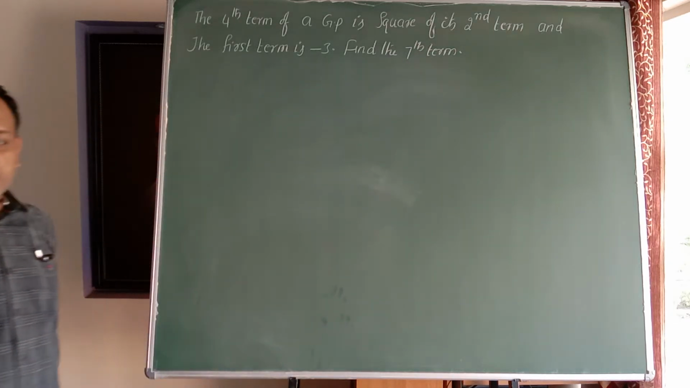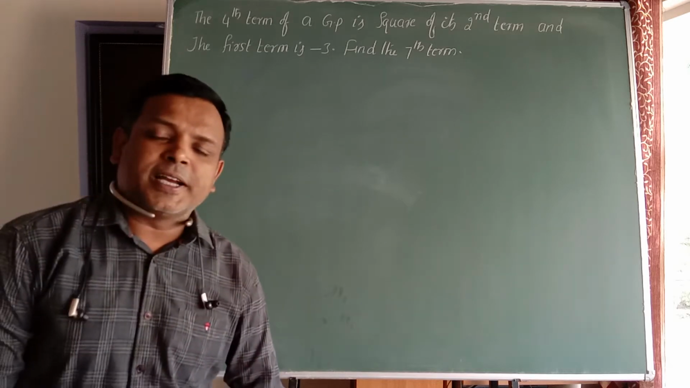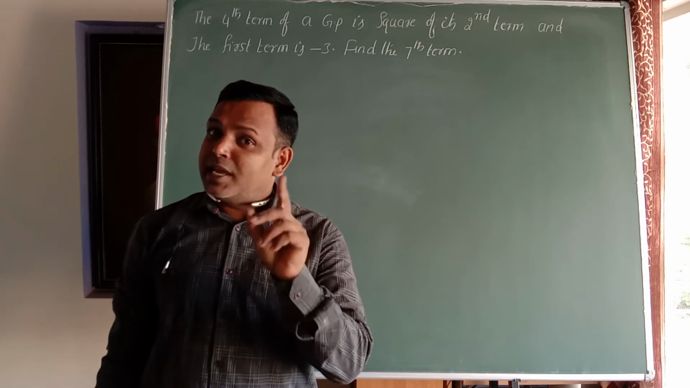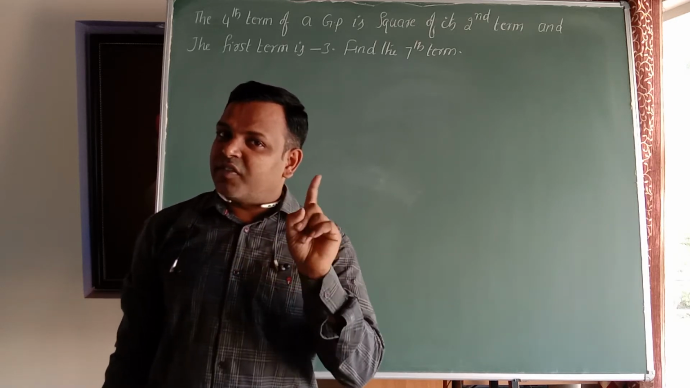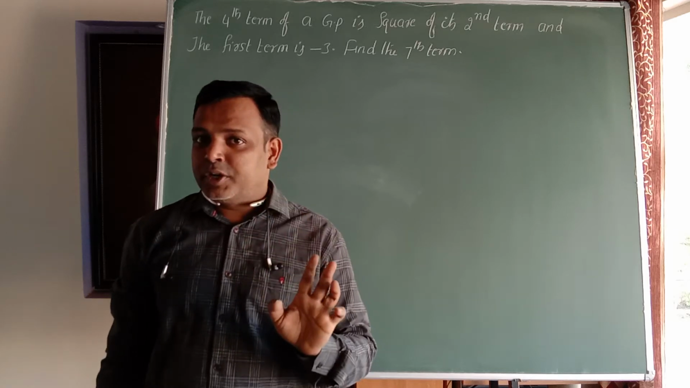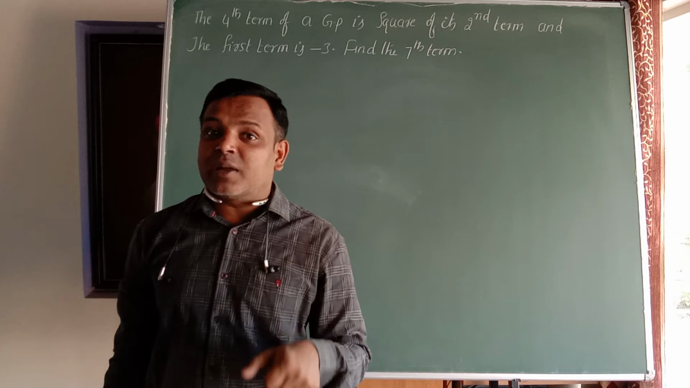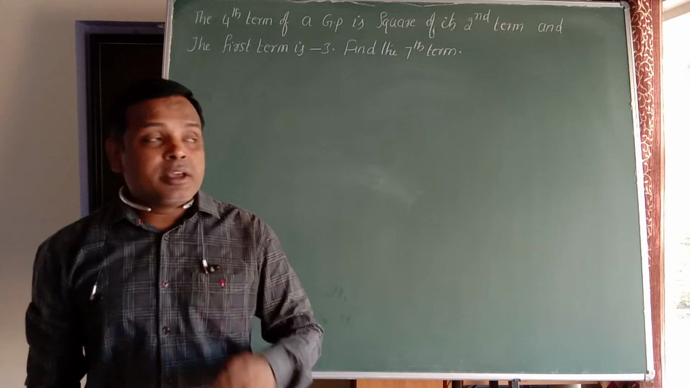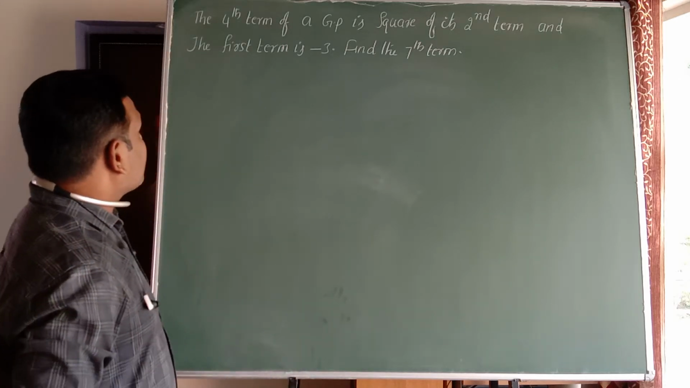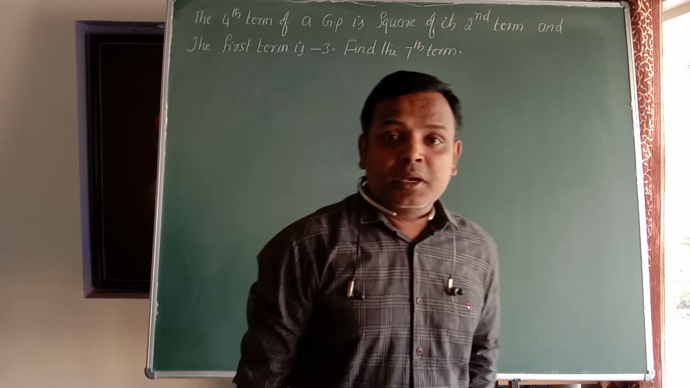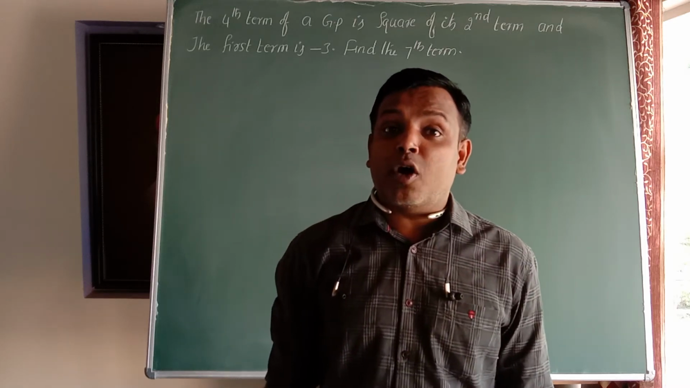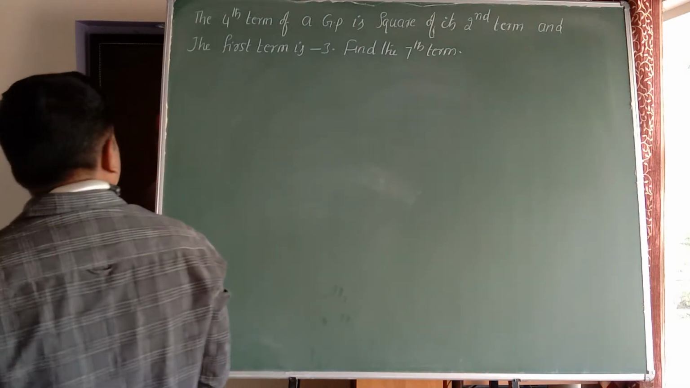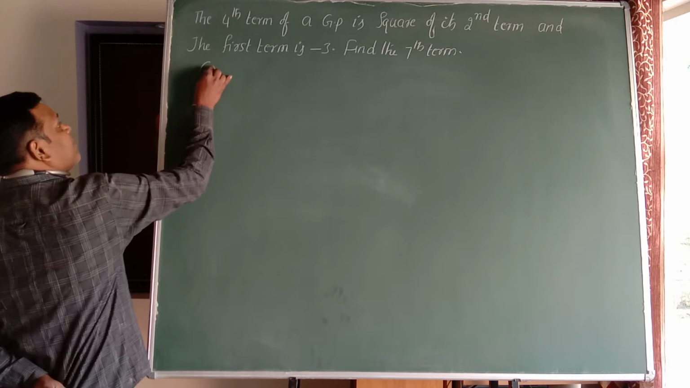Understand this question, my dear children. As you know, to find any term in an arithmetic progression, we want the first term and the common difference D. So to find any term in a geometric progression, we want the first term A and the common ratio r. Here they have already given the first term. What is the first term here? Minus 3. Now the remaining thing is we wish to find the common ratio r by using the given data.